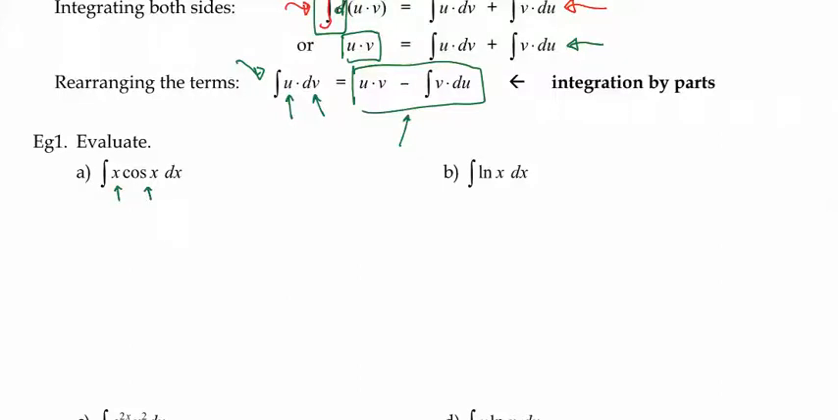Here, I will let u be something that is easy to differentiate. Because once you differentiate something easy, you can consider that to be your du. We are going to let the second part be something that we can integrate easily. So in example number 1, I'm going to let u be x and dv be the rest.